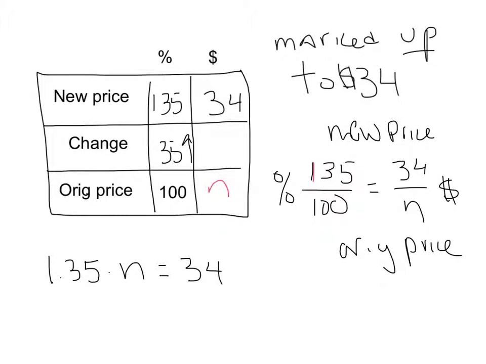And in either case, if you solve this, you get the answer of 34 divided by 1.35, or 3,400 divided by 135, and you get an original price of approximately $25.19. And you should be able to go back and check that if you take that as the original price, find 35% of it and add it back on, you should wind up at $34.